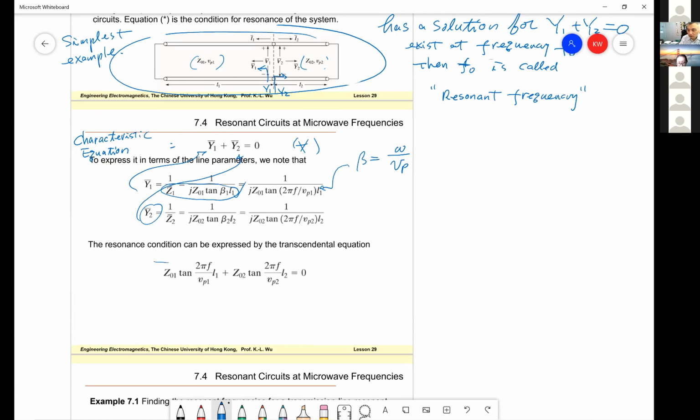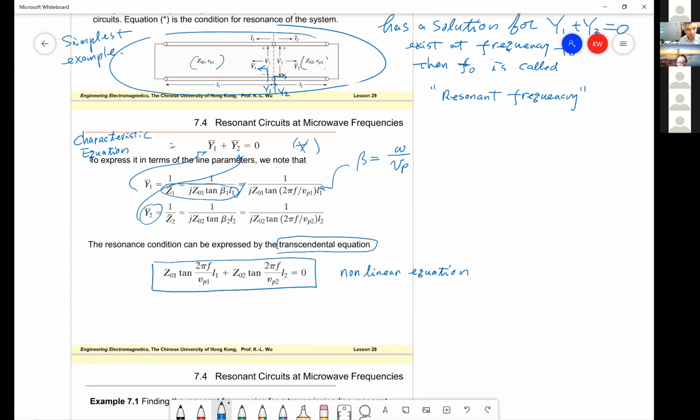Then we get a transcendental equation. A transcendental equation means this is a non-linear equation, which means we cannot simply substitute to get a closed-form solution. But don't forget this is the simplest case, because both ends are short circuits.